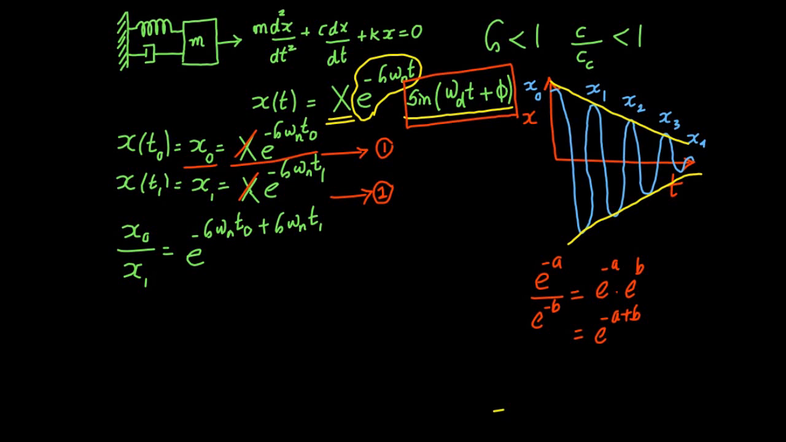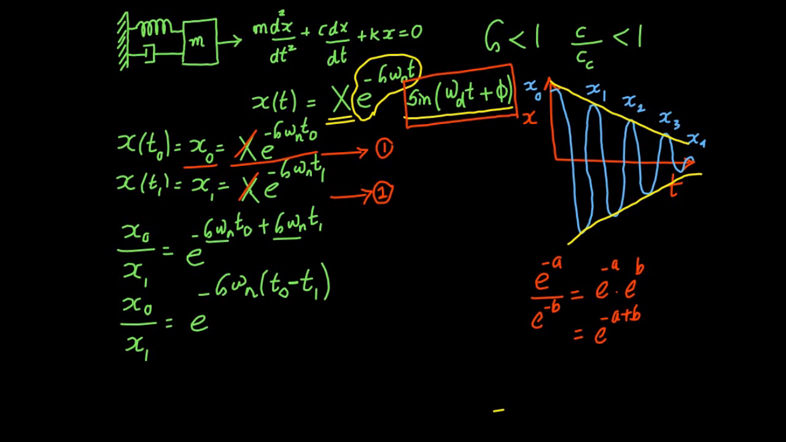Now, in the next step I can pull zeta into omega n. These two terms are common. I can pull them outside, so I'm going to get x0 over x1 equal to e raised to the power, pull the common terms outside, minus zeta into omega n into t naught minus t1, because I'm taking the minus sign outside. Or if I bring the minus sign inside, I should be getting t1 minus t naught. Well, I will do one more step. It's going to be t naught minus t1.